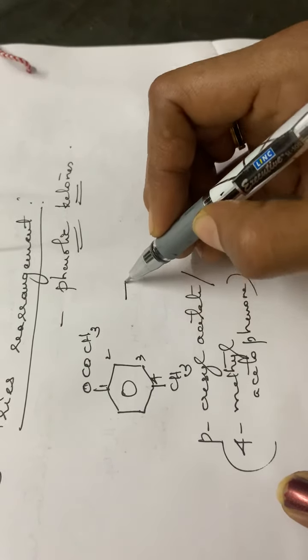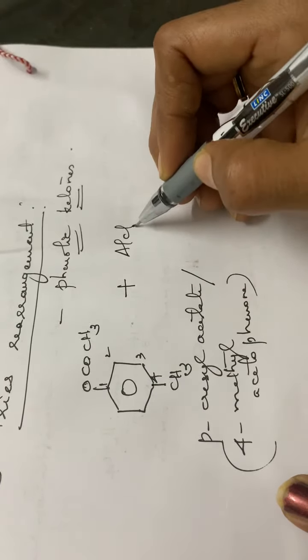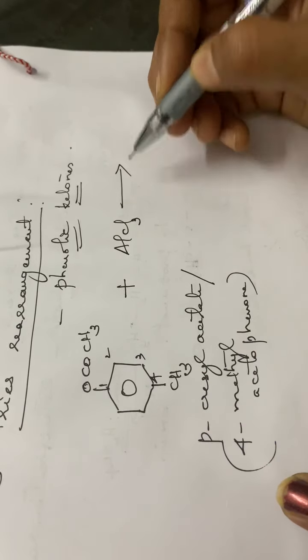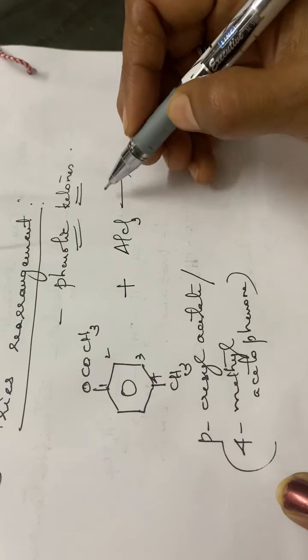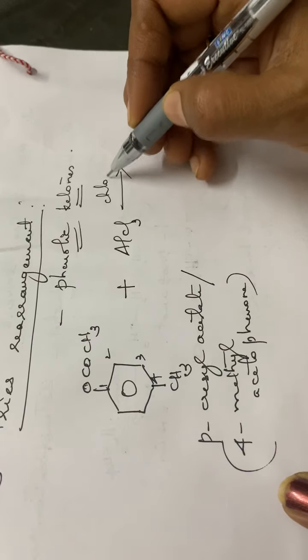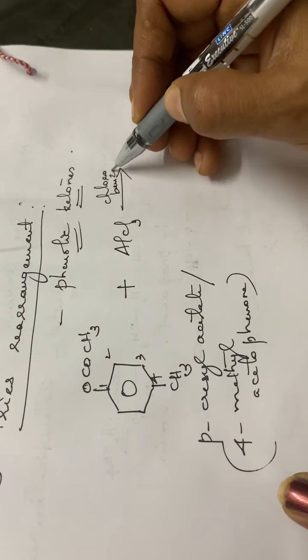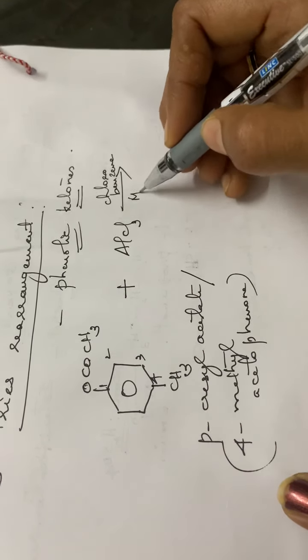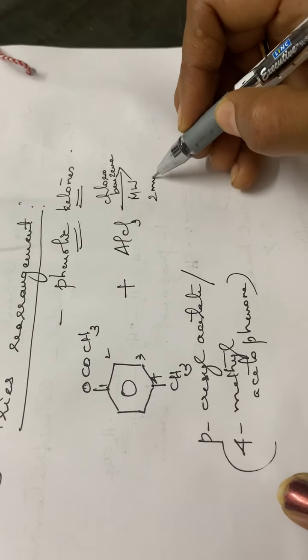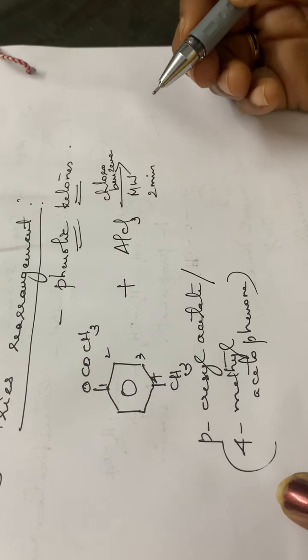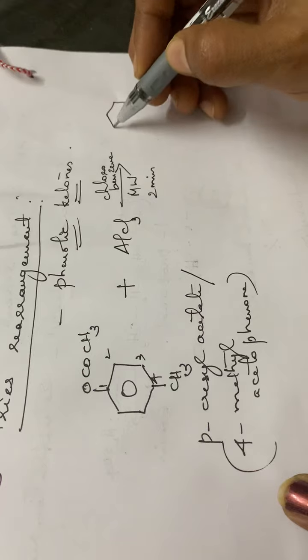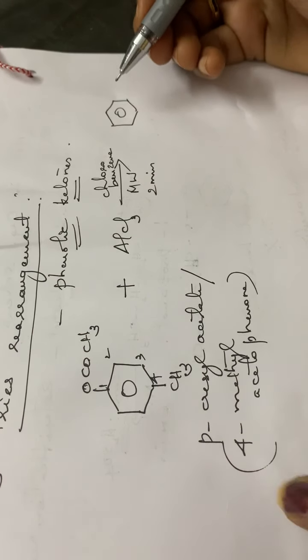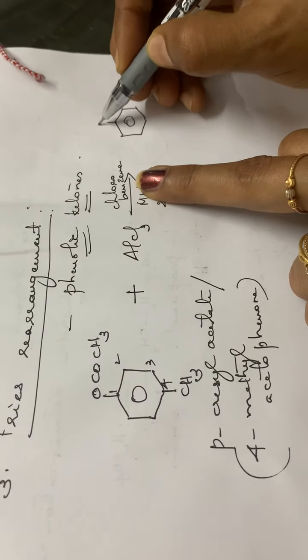So this compound, on treating with aluminium chloride, AlCl3, in the presence of aluminium chloride and chlorobenzene, then microwave radiation for 2 minutes. The reaction will be completed within 2 minutes, and the product will be like this. I will be explaining the reaction. Write down the product first. See, the product will be here.